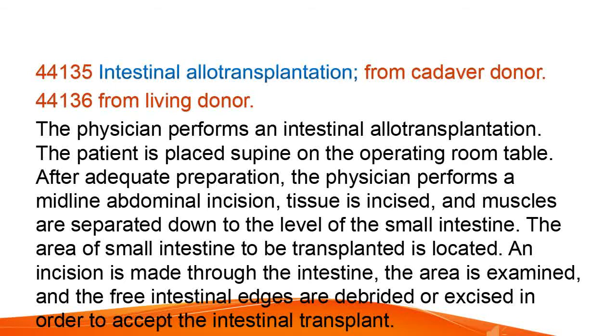Intestinal allotransplantation, from cadaver donor. From living donor. The physician performs an intestinal allotransplantation. The patient is placed supine on the operating room table. After adequate preparation, the physician performs a midline abdominal incision, tissue is incised, and muscles are separated down to the level of the small intestine. The area of small intestine to be transplanted is located. An incision is made through the intestine, the area is examined, and the free intestinal edges are debrided or excised in order to accept the intestinal transplant.